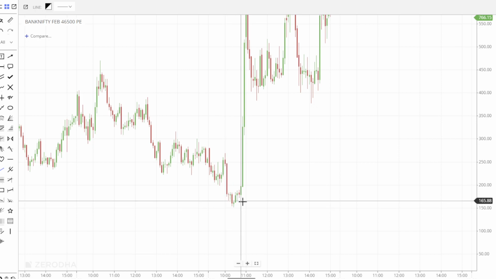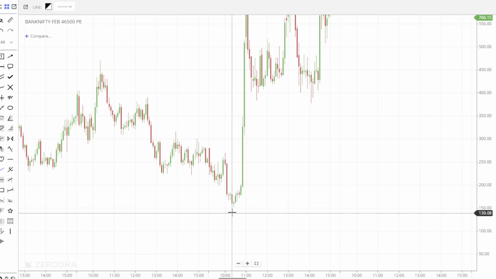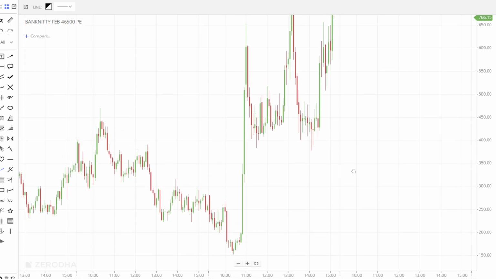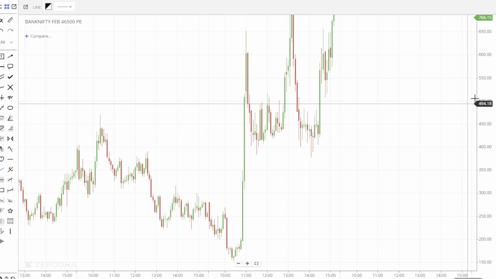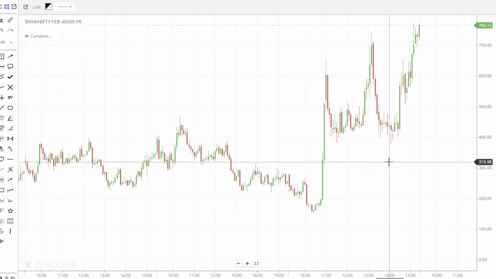You are taking a trade at this support level, and then you are going to exit the trade if price closes just below, maybe 10 points, 15 points. And look at this, you got almost 500 points. It's like expiry trading.